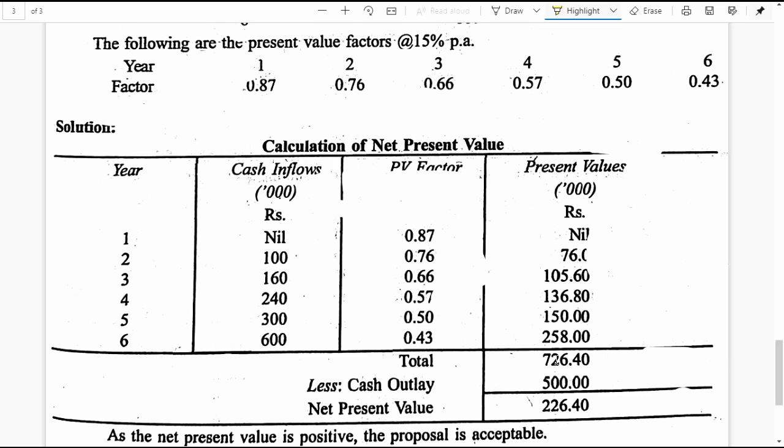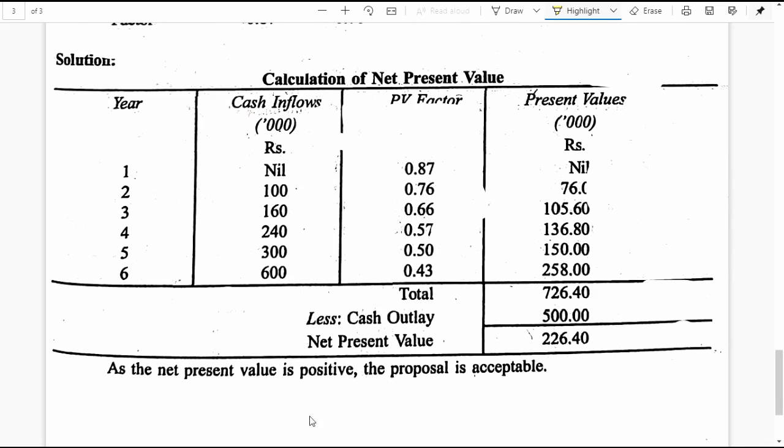The total of the present value of cash inflows comes to 726.40 thousands. From that figure, we subtract the investment made on the project, which comes to 500,000. That's nothing but 5 lakh. So the net present value is 226.40 thousand. So this is what about the net present value of this proposal. Since it is positive, we will very well recommend the proposal to the company.